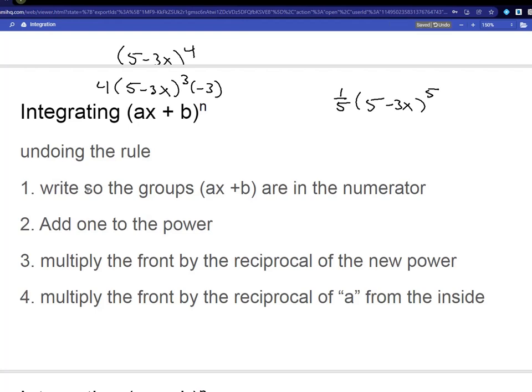So now I've added and I've divided, technically. And now what I'm going to do is multiply by the reciprocal of this also. So that's going to be times negative 1/3. And so then it becomes negative 1/15 to the fifth plus c. All right, so take a look.